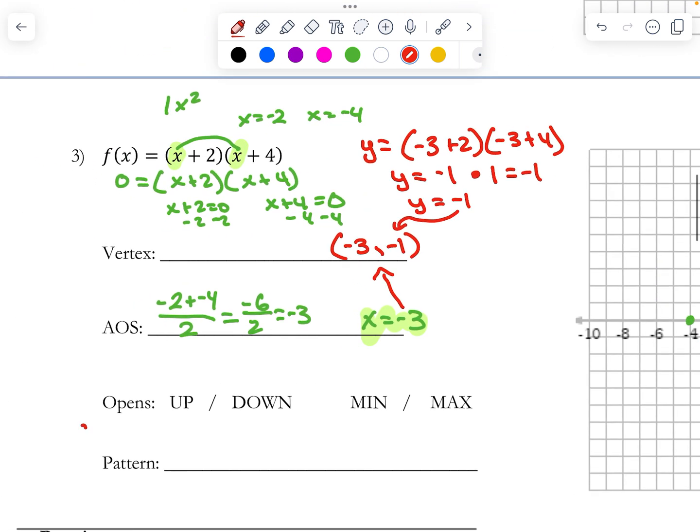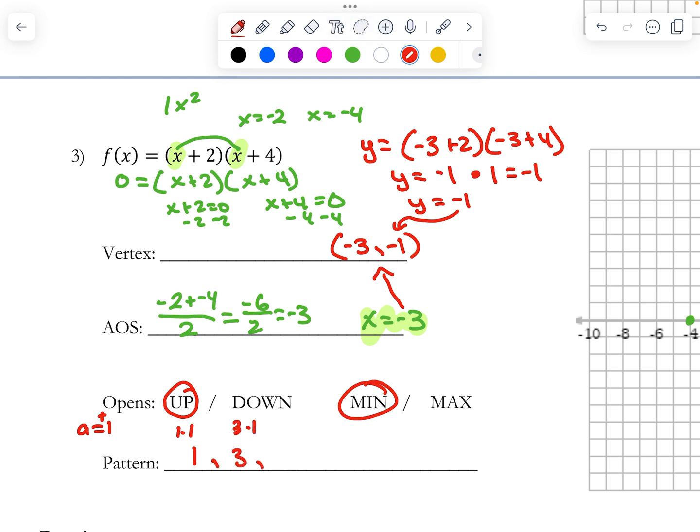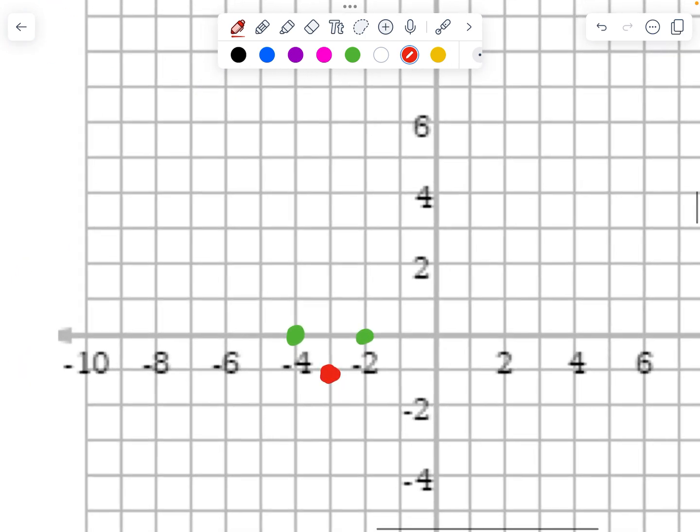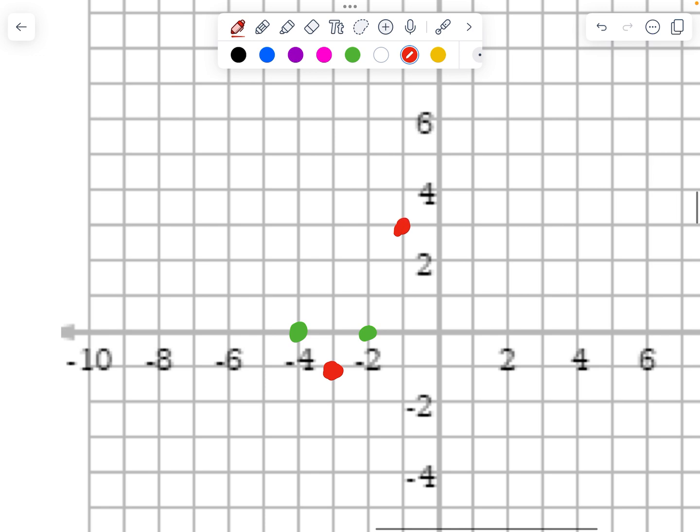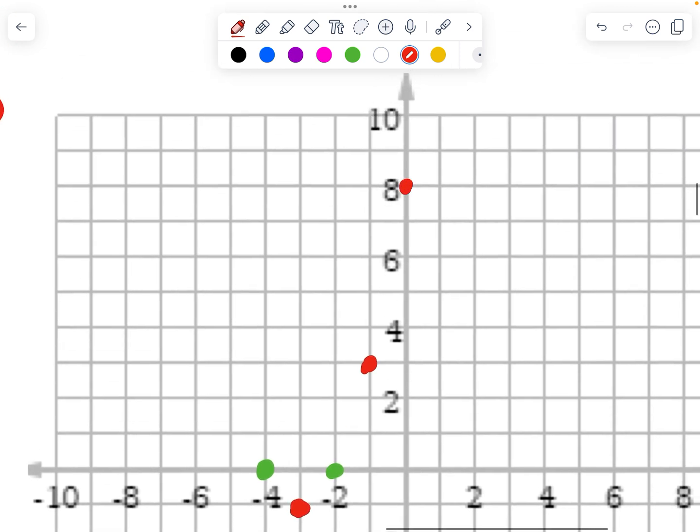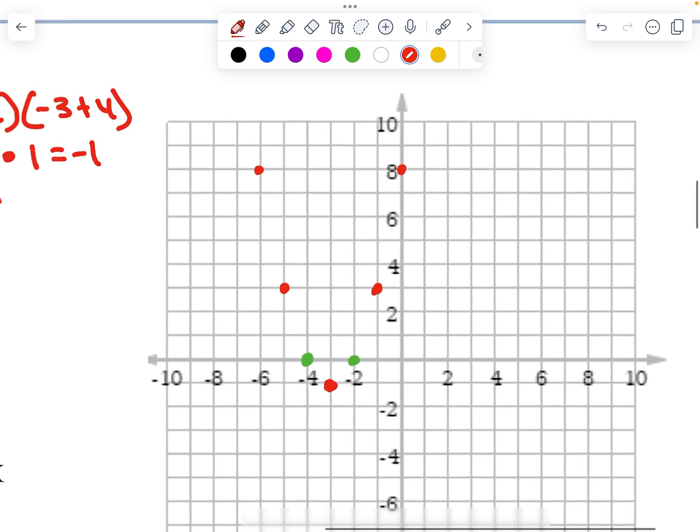Remember, we have established that my A is 1, so it's +1, so that means it opens up. When something opens up, we have a minimum. And then my pattern is just going to be 1 times 1, which is 1, and then 3 times 1, which is 3, and then 5 times 1, which is 5. So 1, 3, 5. So we went up 1 over 1 already. We're going to go up 3 over 1, and then up 5 over 1. And this is my parabola.